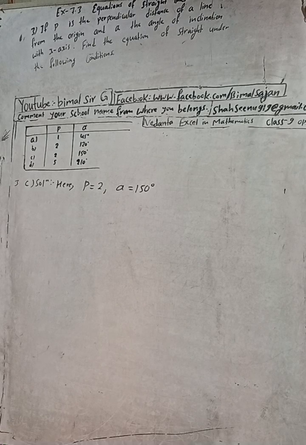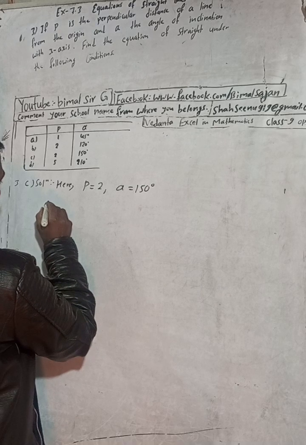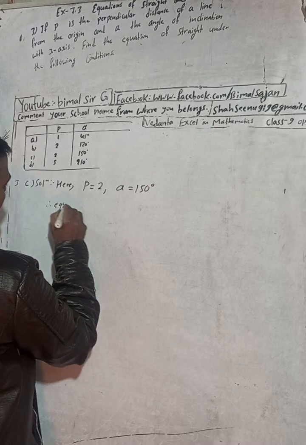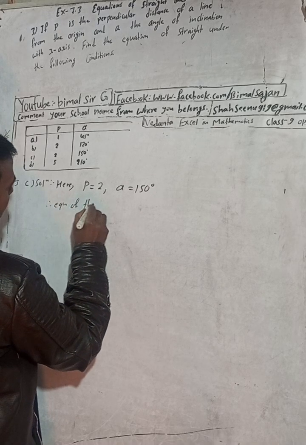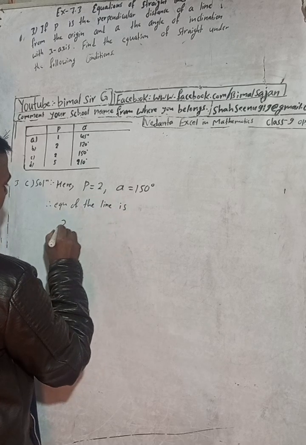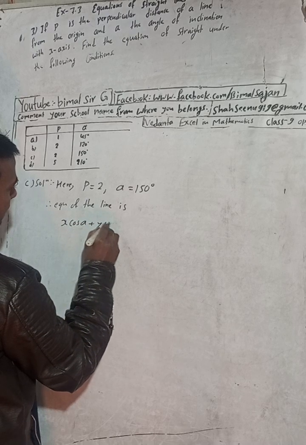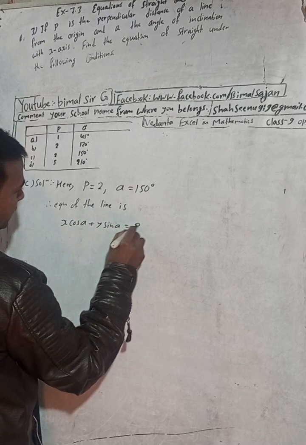This is question number 3c. Here p is given 2 and alpha is given 150 degrees, so we have to find the equation of the line. Therefore, the equation of the line is x cos alpha plus y sin alpha is equal to p.